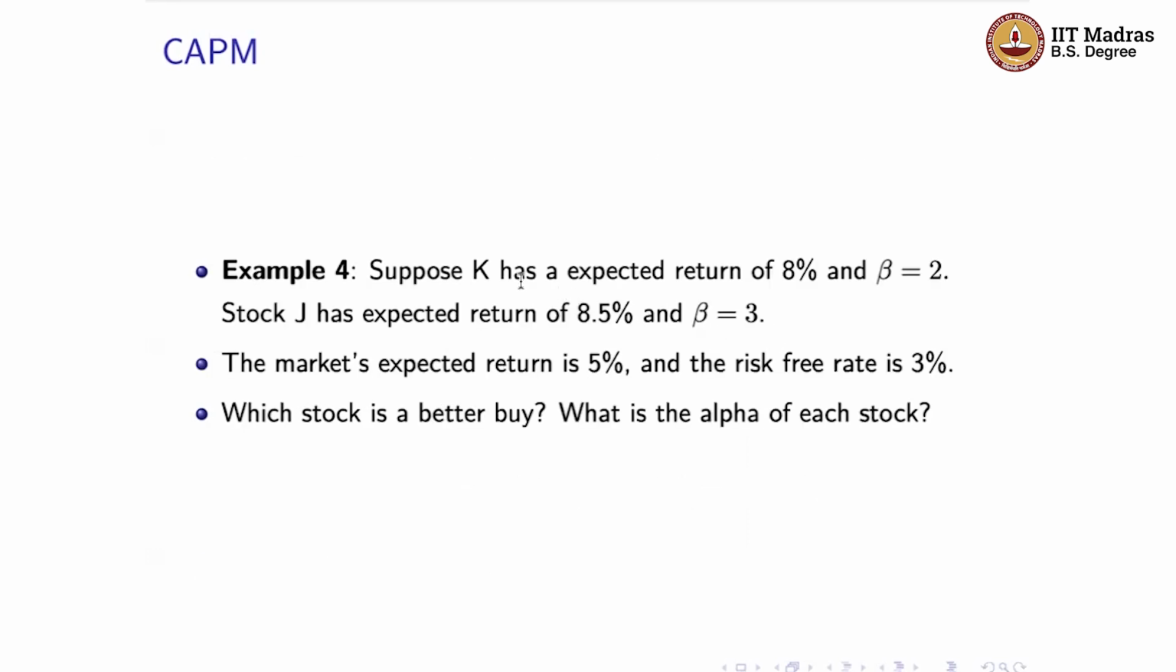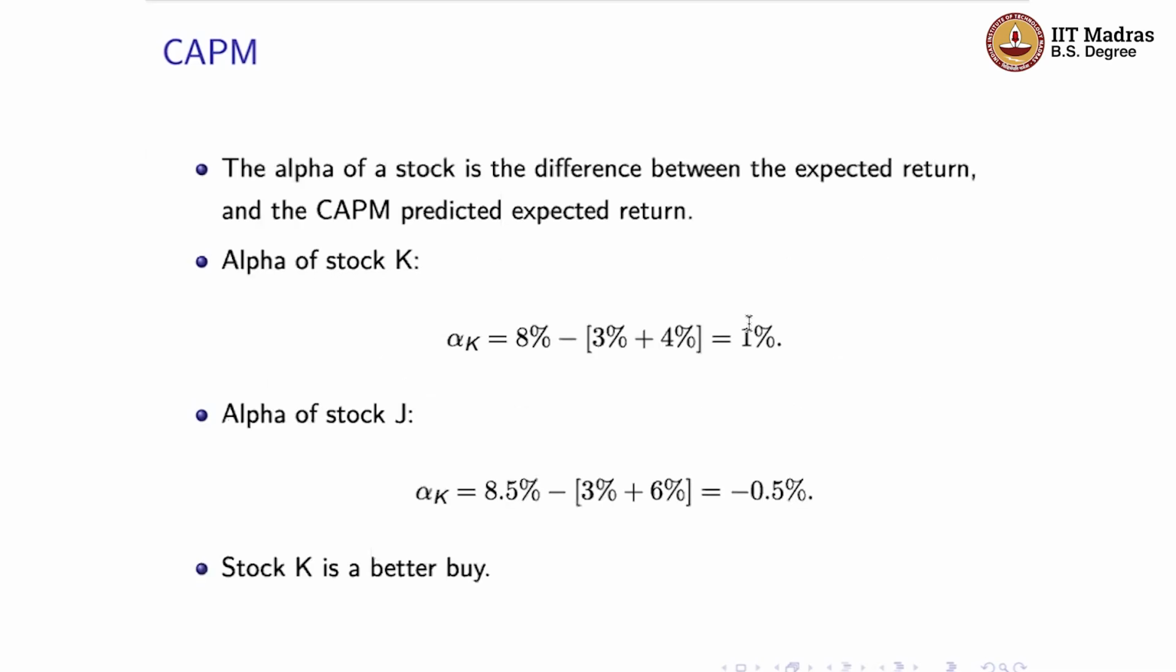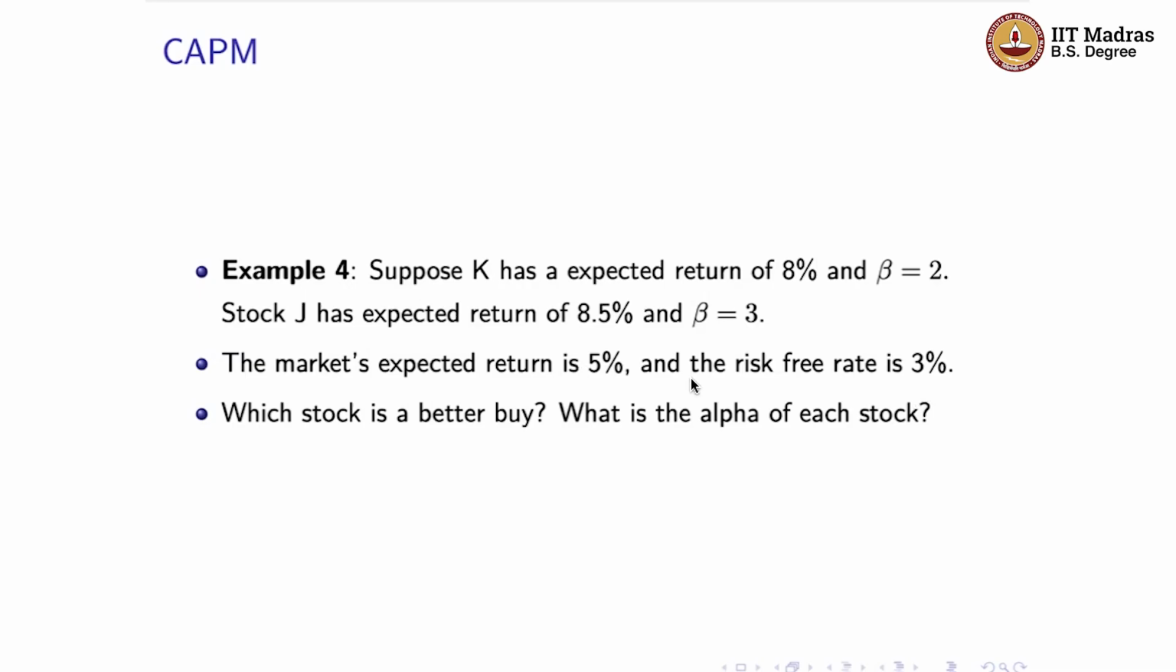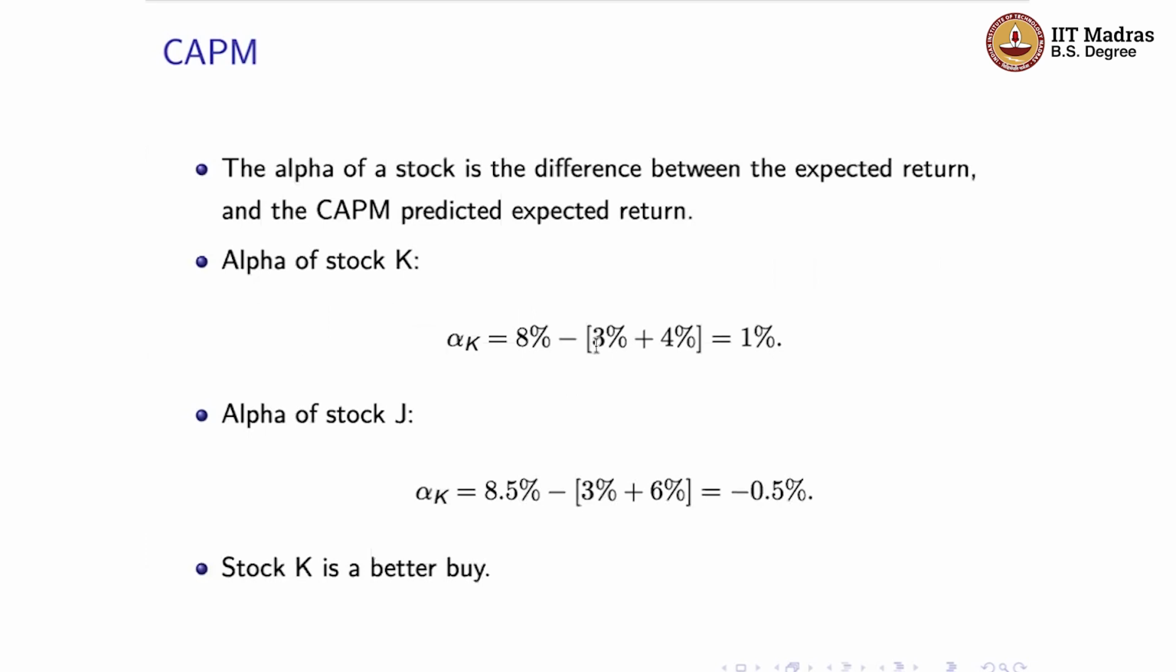So let's first think about stock K. We are given that the market's expected return is 5% and the risk-free rate is 3%. So we can calculate the equity premium. That's going to be 2%. So 2% times 2, sorry, beta is 2, so that's the 4%. And then again 3%, so 7% is basically the number that you would have got from the CAPM. So this is the 7% that you see here.